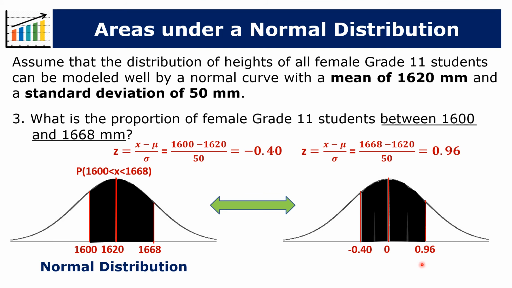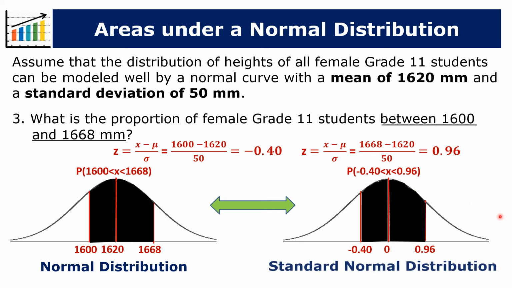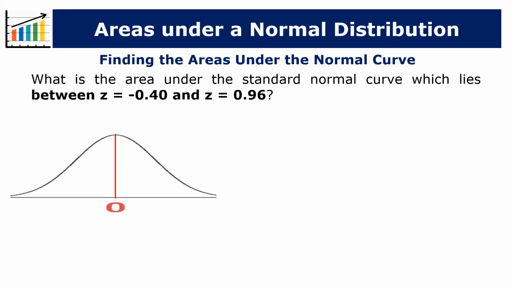So, again, we are looking for the area between negative 0.40 and 0.96. So, in symbol, we have there P of negative 0.40 less than Z less than 0.96. So, eto na yung standard normal distribution for this particular problem. Okay, since nasa standard normal distribution na, pwede na natin kunin yung area between negative 0.40 and 0.96. So, ito yung gagamitin natin na model para makuha yung area between 1,600 and 1,668. So, again, we can now use the Z table.